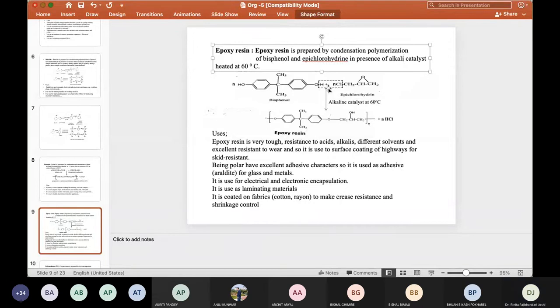You can write this in your copy. In the step reaction, in the first step HCl goes out. Then this oxygen and this CH2 bond together. After that, the rearrangement takes place. The hydrogen of the OH goes out and bonds with this epoxy, that is the oxygen of the epichlorohydrin, and then forms the epoxy resin.